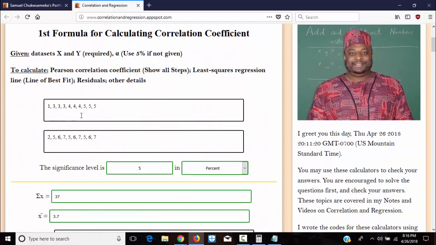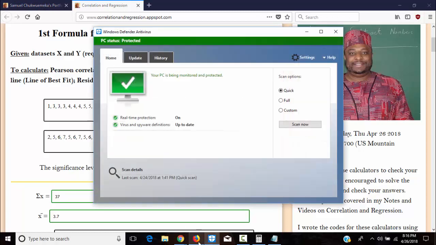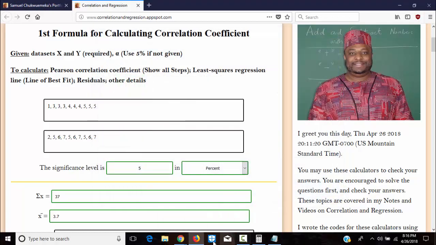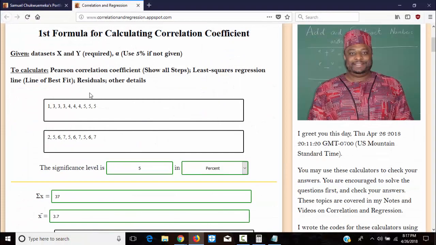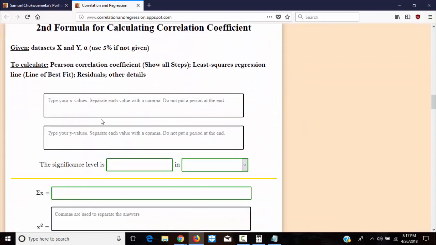So what I'm gonna do is remove, because it says for the set of 9 points, we have to remove 1 from X and 2 from Y, and then we find the regression line for the set of just the 9 points. So what I'm going to do is I will just grab this right here. I'll forget about 1. Copy this. Go to the second formula and paste it here.